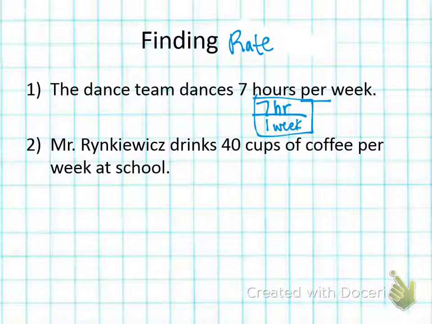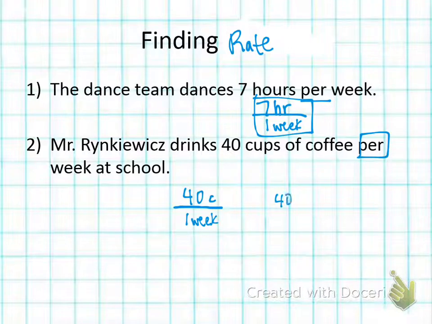Okay, so Mr. Rinkowitz drinks 40 cups of coffee per week. What's a keyword you see up there, everyone? Per. So what does per mean? Divide. So we know that we're going to put a division sign. What goes in the numerator? 40 cups. And what's in the denominator? 1 week. Or you could even change it. Couldn't you make a ratio that's like 40 cups for every... What's another way to say 1 week? 7 days, right?